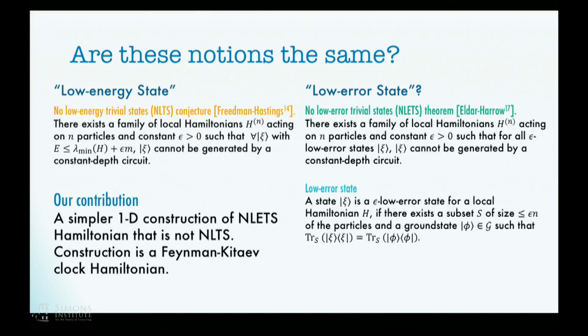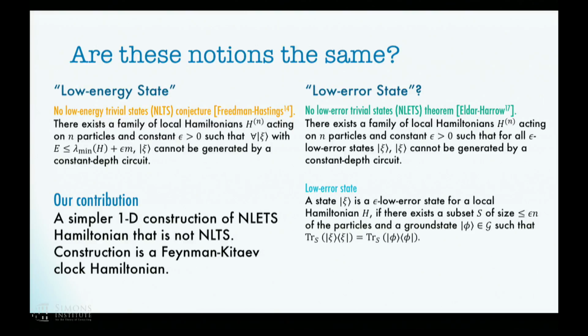There is, and it was proved by Eldar and Harrow that there exists a family of local Hamiltonians such that any low error state, low error in the same context that I did a slide ago, that some fraction of the qubits get affected, cannot be generated by constant depth circuits. So what we prove in this paper is a simple 1D construction of one of these NLETS Hamiltonians that is not NLTS, which is the one on the left.